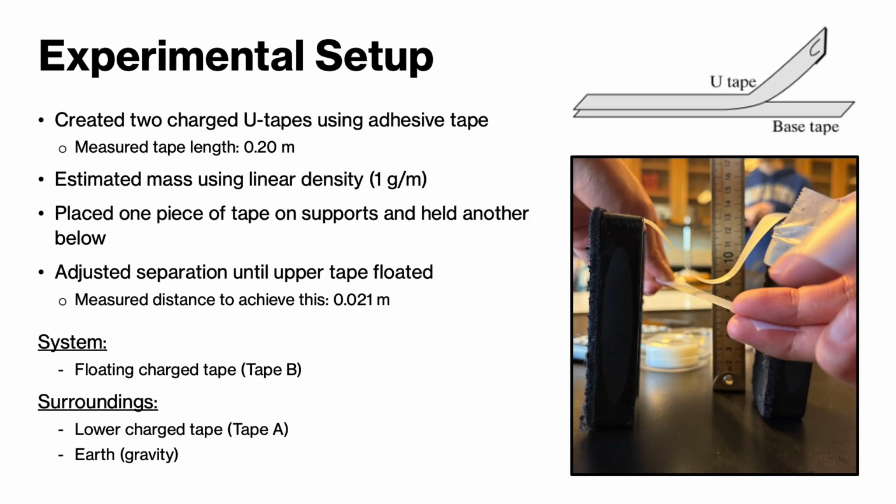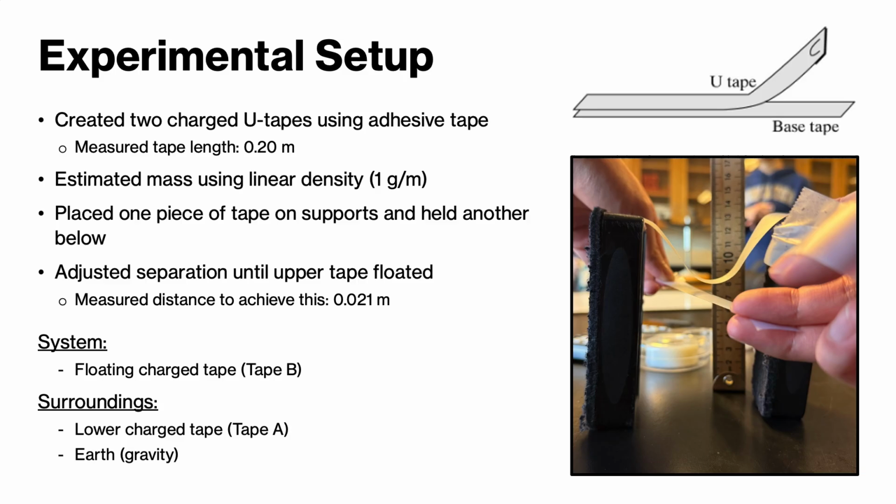The experimental setup was the same as in Lab 1. Two charged U-tapes were created using adhesive tape, and each tape had a length of 0.2 meters. Therefore, using the linear density of 1 gram per meter, the mass of one tape could be estimated to be 2 times 10 to the negative 4 kilograms. In the experiment, one tape was suspended above another, and the separation distance between them was adjusted until the upper tape floated. The equilibrium separation distance was measured to be about 0.021 meters.